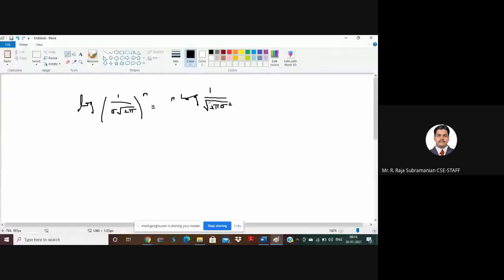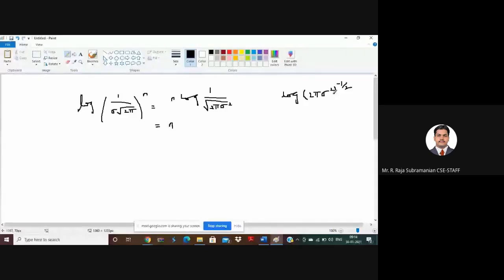When I take the log of a by b, I can write it as log a minus log b. I know that log of 1 is 0, so I remove that and I write minus log of, this is actually nothing but log of 2 pi sigma squared, the whole power minus 1 by 2. This is what the term actually is. So the same thing, I will take this minus 1 by 2 and write it like minus 1 by 2 log 2 pi sigma squared.